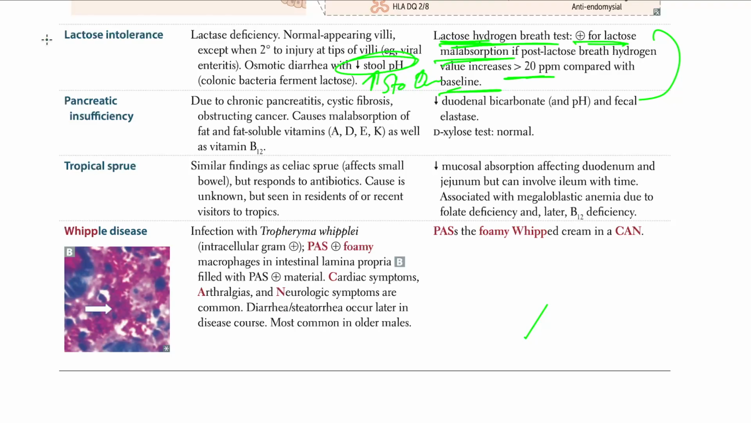So what is the treatment of all of this? Treatment is avoid milk products. Exception is yogurt. You can have yogurt. It's just milk that you don't want. Okay. That's all we have for the lactose.